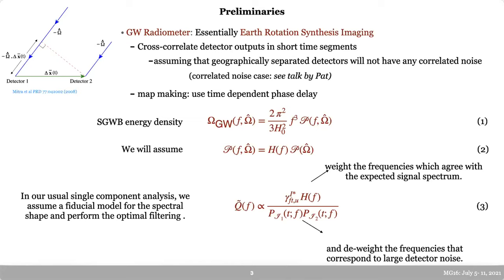Since the background components cannot be detected individually, we can explain the stochastic gravitational wave background statistically in terms of a dimensionless energy density parameter, as given in equation one here. It is a function of frequency and sky pattern, since here we are concentrating more on the anisotropic behavior of the gravitational wave background sky.